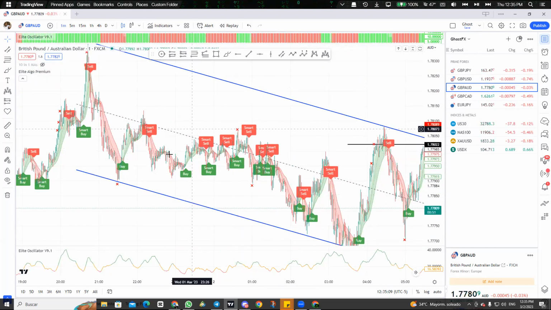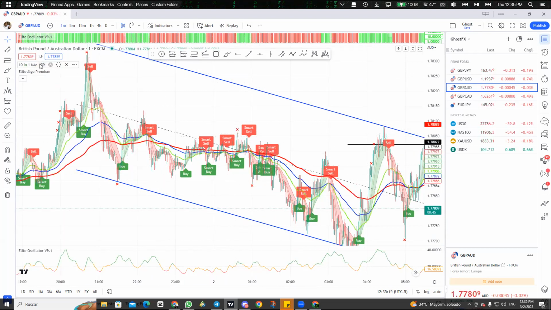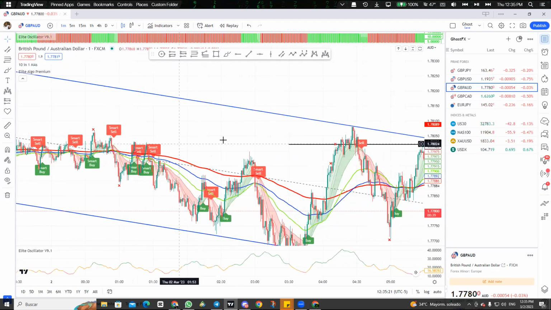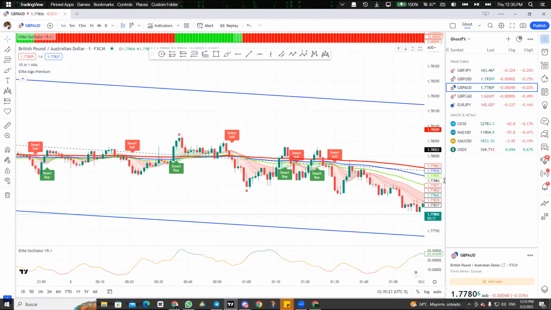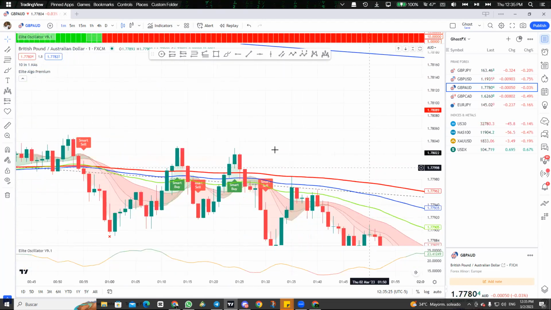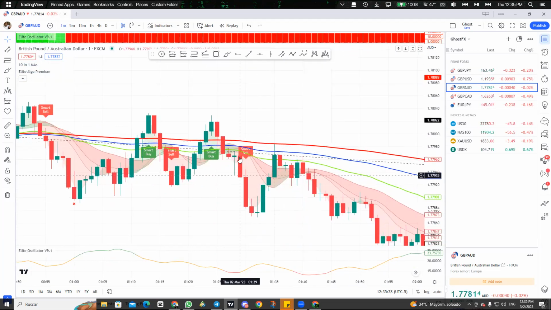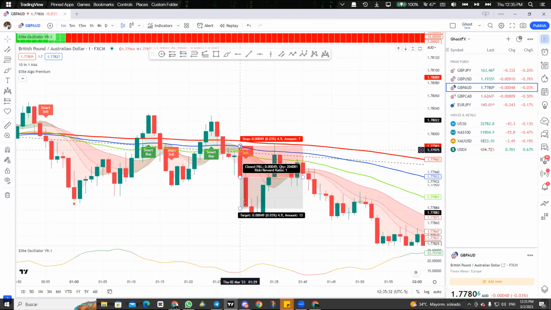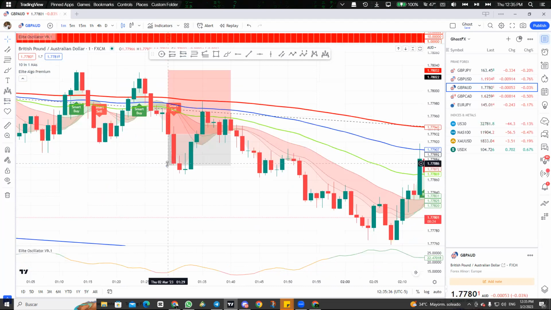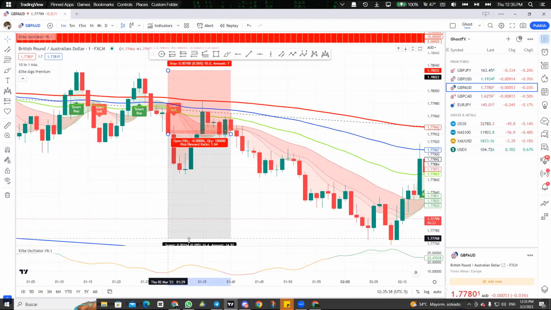None of this is valid. None. Nothing in the middle. Where is the EMA? It's right here. The EMA is right here in the middle. You could have taken this sell. You could have taken this sell here. 10 pips, and you go for your 20 pips.